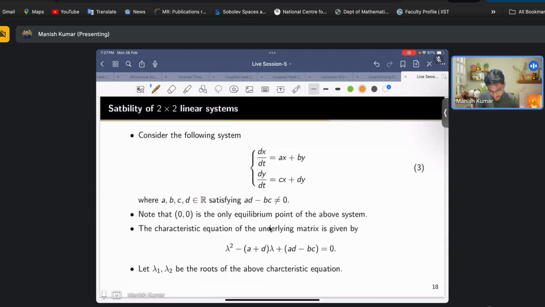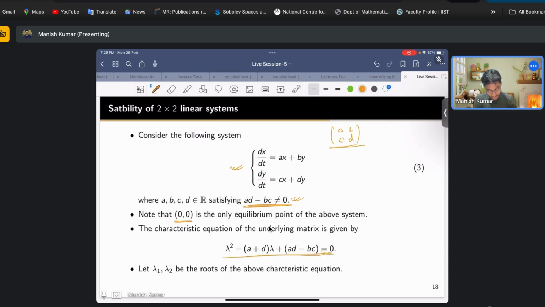So for a 2 cross 2 system, this is the kind of linear system we have, and we assume that this matrix A B C D has non-zero determinant, that means it is invertible. So that (0, 0) is the only equilibrium point. This is the reason for choosing such systems. We know that the characteristic equation is given in this way.